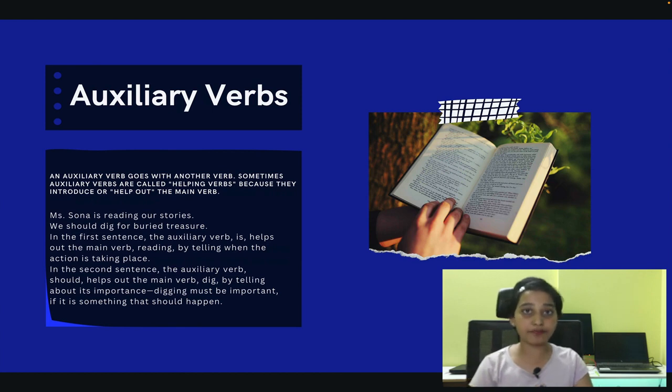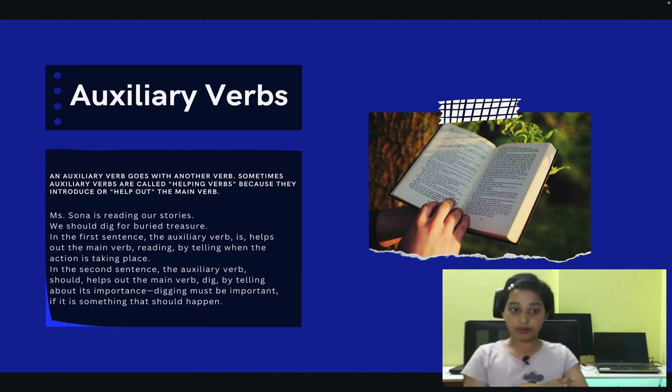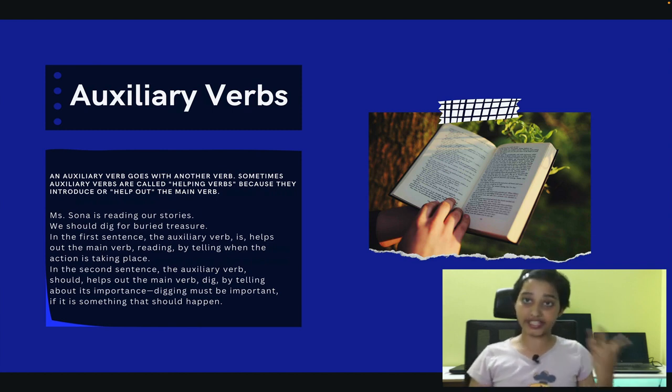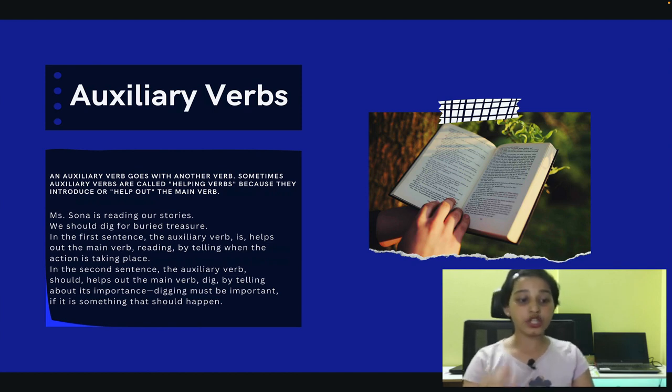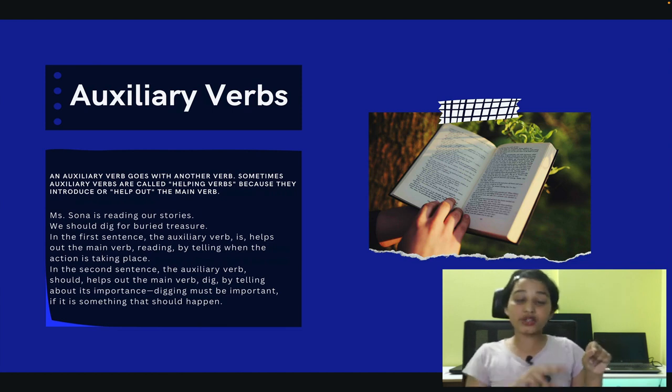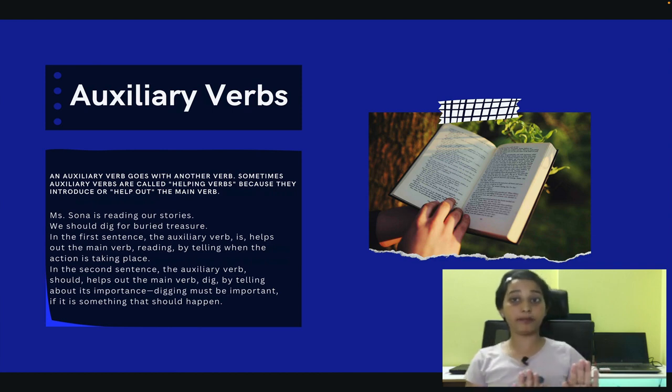What is the main verb? It can be an action verb. Some examples: Miss Sona is reading our stories. Here, what is the action verb? Can we story? No, we cannot story. Can we read? Yes, we can read. So that's why it's a verb, right? So read. Now you have to check for the auxiliary verb, what is helping the verb. So is will be the auxiliary verb, reading will be the main verb.